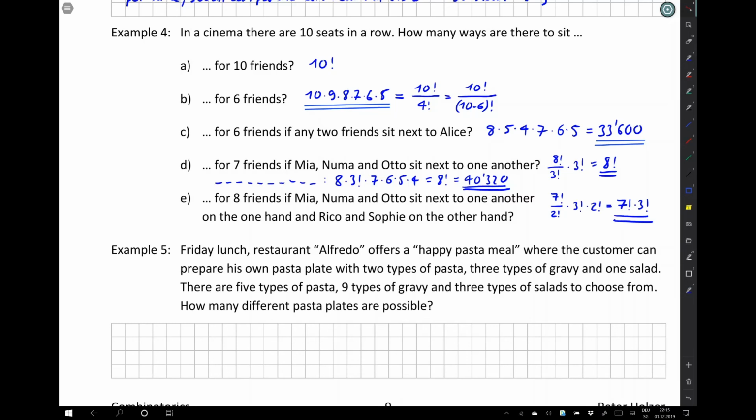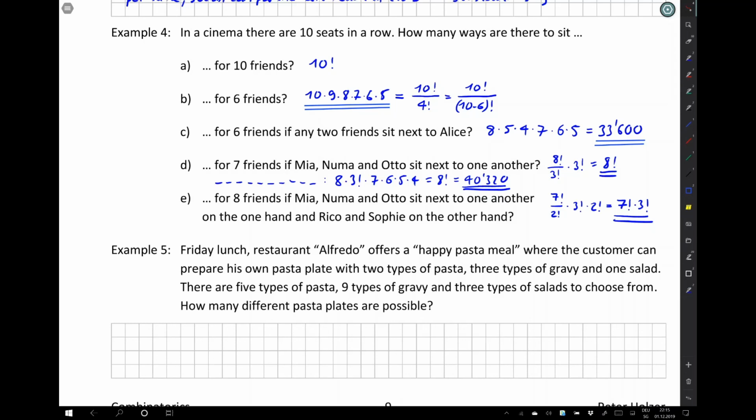You can also in this case solve it using the other approach as we did it up here. However, you have to be careful here because it depends on where you place Mia, Numa, and Otto, how many possibilities there then are for Rico and Sophie. If they are placed here, Mia, Numa, and Otto, there are more possibilities for Rico and Sophie than if they are placed, for example, here, because then they can't sit here, Rico and Sophie.